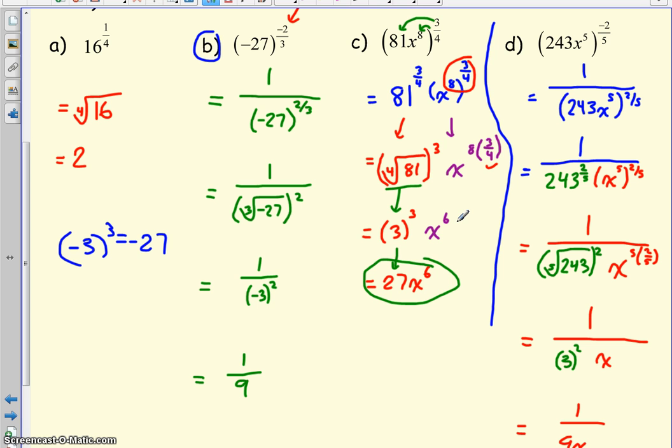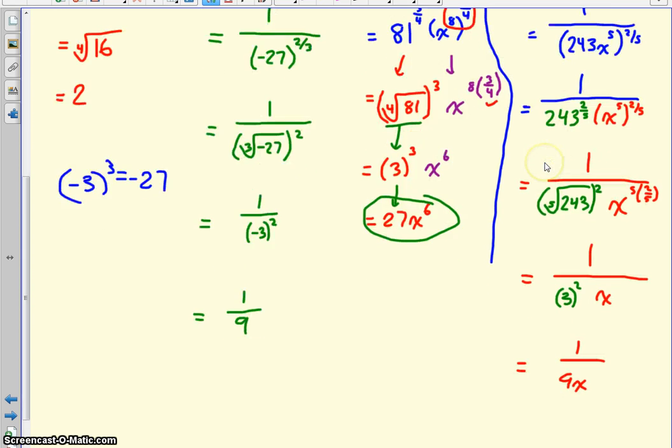Okay. With D, I'm sort of combining parts of B and C together, so I have both a coefficient and a variable here, and there's a negative exponent. So first things first, you don't necessarily have to do it in this order, but I would apply the negative exponent first and just change it to a positive exponent. So I put that into a denominator, so 1 over 243x to the exponent 5, to the exponent of 2 over 5. And then doing what I did in C, I apply the exponent separately to 243 and to the x to the exponent 5, and work with each of them separately.